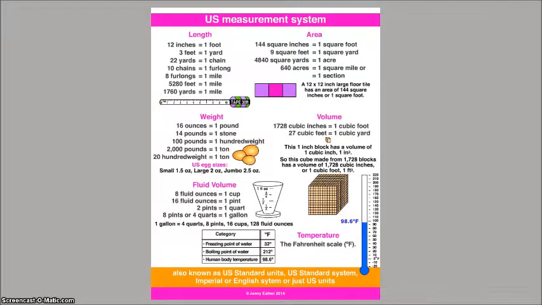measurement. In the United States, we use a measurement system called the U.S. measurement system. And in this system, there's some pretty hard to remember conversions. For example, how many inches are in a foot? Well, 12. But do you know how many chains are in a furlong? Or how many furlongs are in a mile? The U.S. measurement system leaves a lot to be desired as far as memorization is concerned.